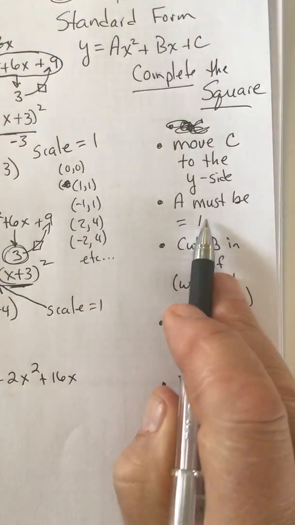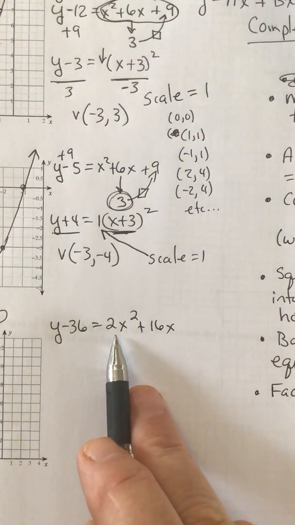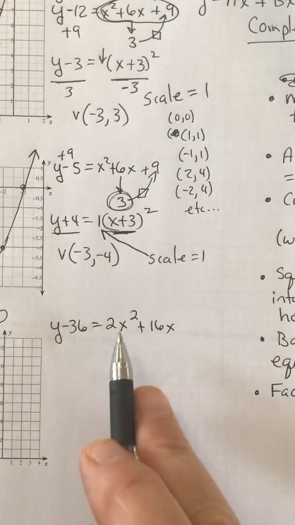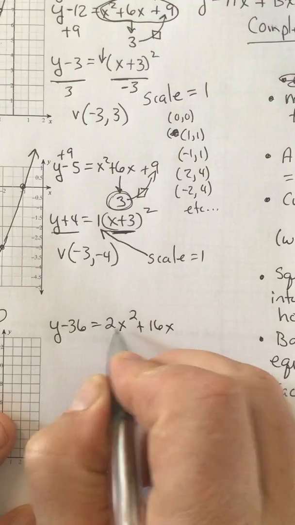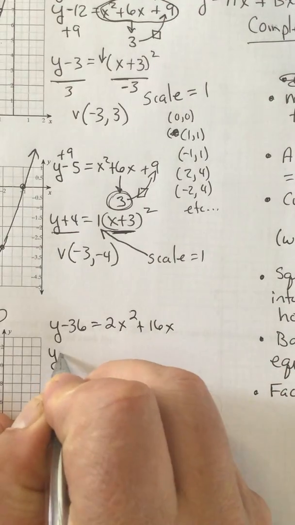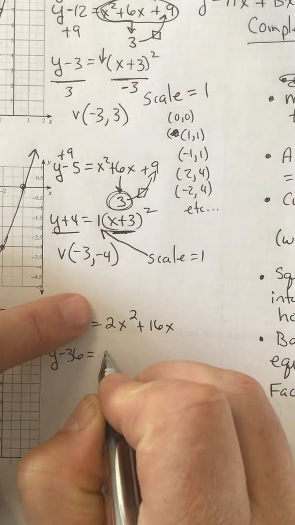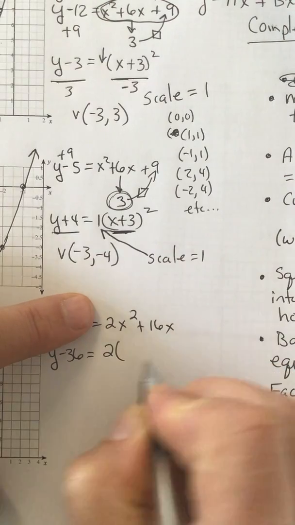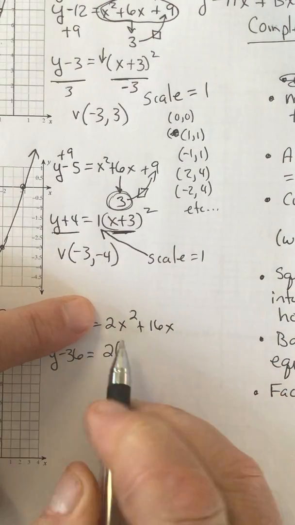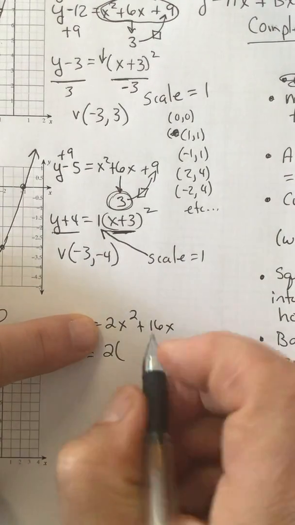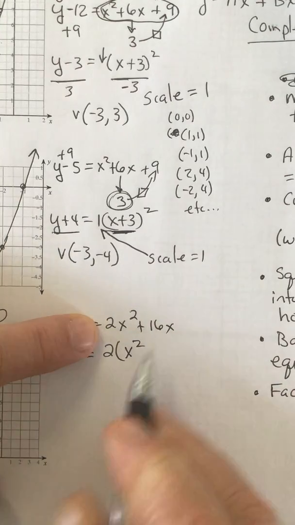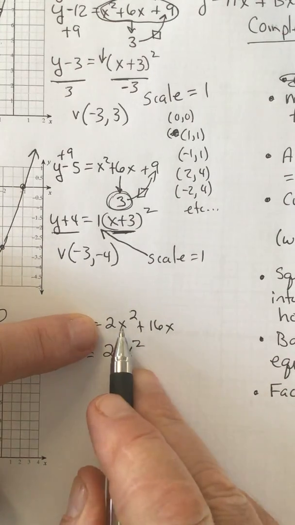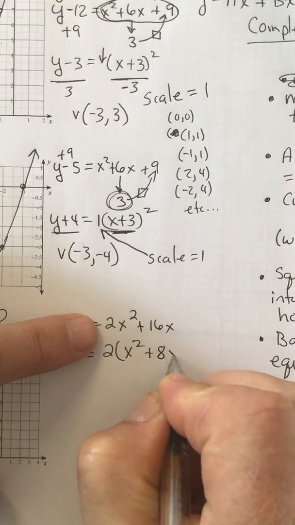Okay, A must be 1, but A is not 1. So if it's not 1, we're going to factor it out. That means we're going to divide out the 2. So I have y minus 36 equals, I'm going to write it like this. I'm dividing out the 2 and leaving what's left in here. So if I take this x squared and divide out the 2, I have an x squared. If I take this 16x and divide out the 2, I have an 8x.